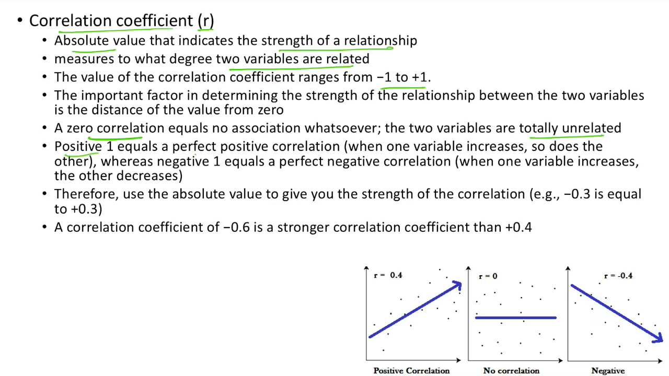Positive 1 equals a perfect positive correlation, that is, when one variable increases, so does the other, whereas negative 1 equals a perfect negative correlation, that is, when one variable increases, the other decreases. It is important to remember that we have to use the absolute value to give the strength of correlation. For example, -0.3 is equal to +0.3. Also, a correlation coefficient of -0.6 is a stronger correlation coefficient than +0.4. Remember, we have to use the absolute value and not the symbol.